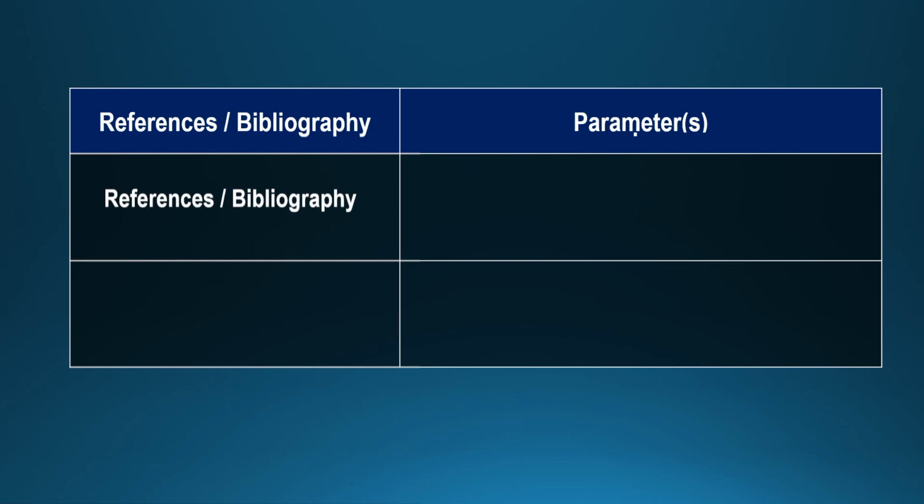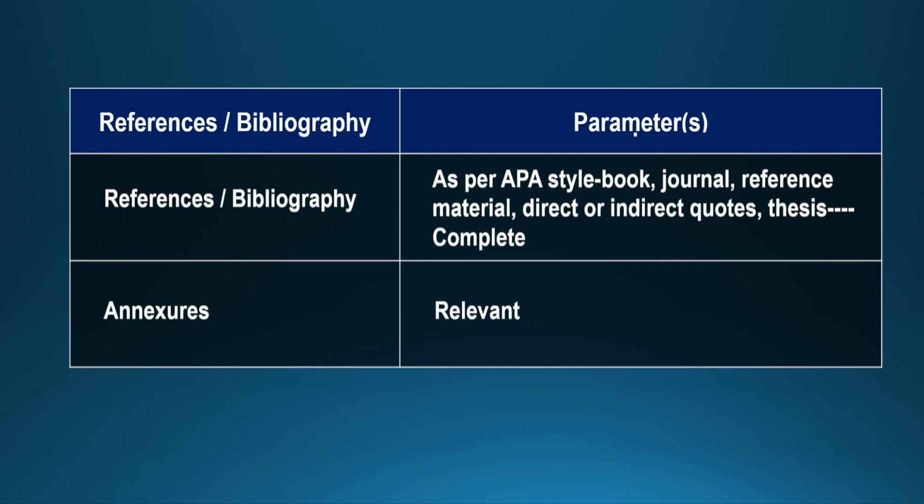References and bibliography and the annexures need to be evaluated on the basis of whether the APA style has been correctly followed by the researcher and whether the references and bibliography are complete and all the works which have been cited or referred to form a part of the references and bibliography. Annexures, if at all included in the research report, need to be relevant to the people who read the research report and are relevant to the data or relevant to the work which has been carried out.